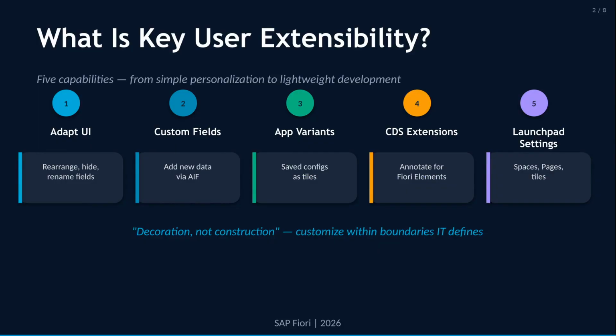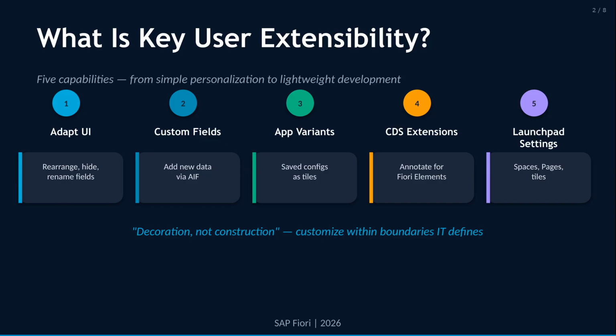Key user extensibility is SAP's strategy for empowering business users to make controlled changes to Fiori apps without writing code. Think of it as a sandbox where functional experts can rearrange fields, add custom data, and personalize the launchpad, all within guardrails that IT defines. There are 5 main capabilities.